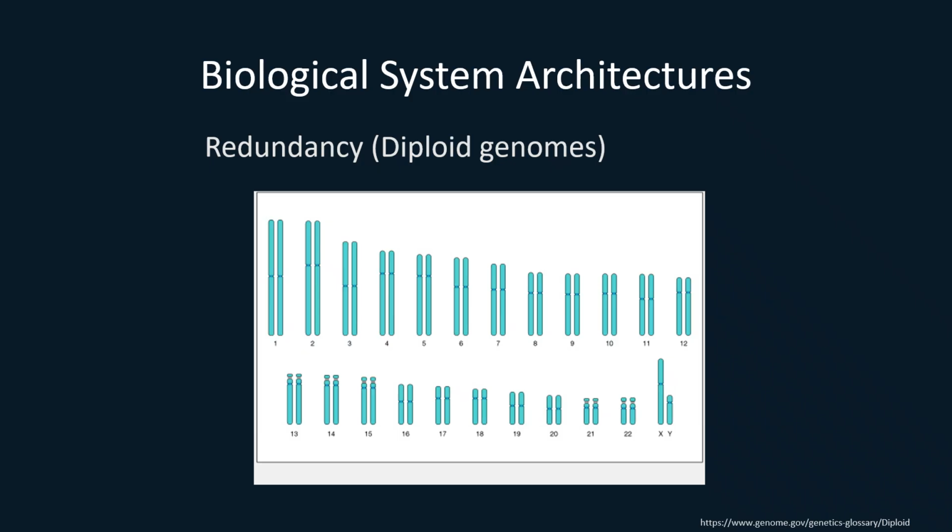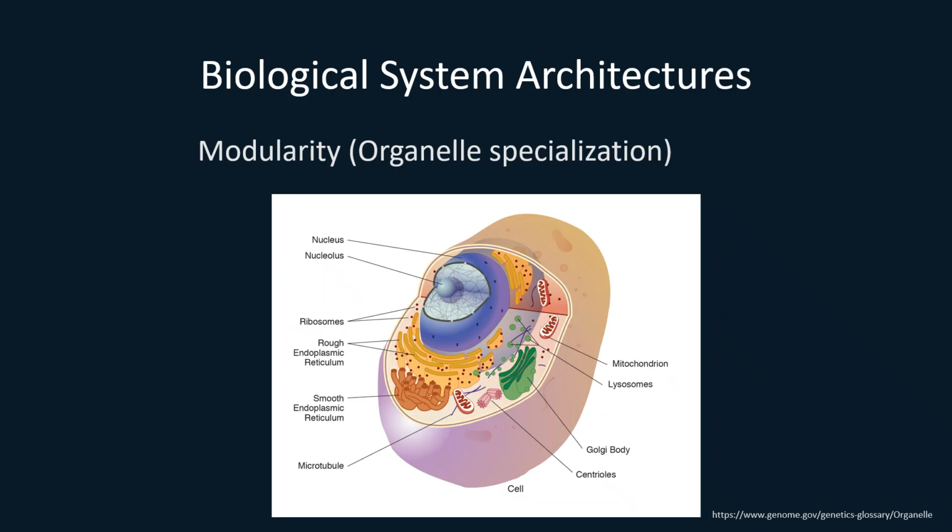And then let's see modularity. Nature also uses modularity. Organelles act just like subsystems or microservices. Each one handles a specific task like energy production or waste disposal independently of other functions, more or less.